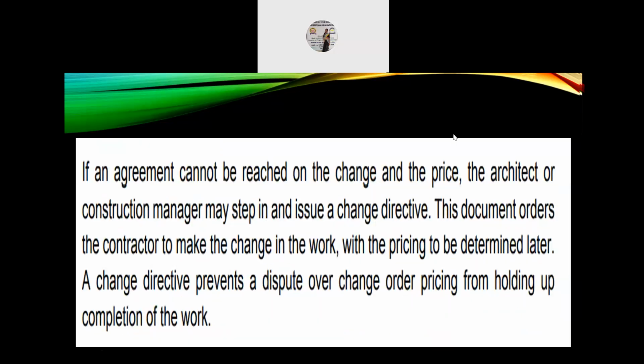In continuation, if an agreement cannot be reached on the change and the price, the architect or construction manager may step in and issue a change directive. This document orders the contractor to make the change in the work, with the pricing to be determined later. A change directive prevents a dispute over change order pricing from holding up completion of the work.